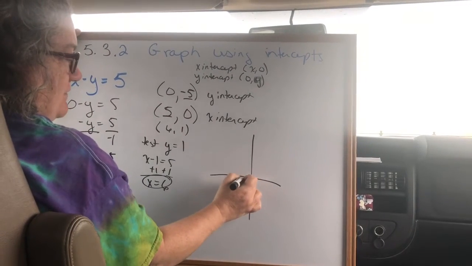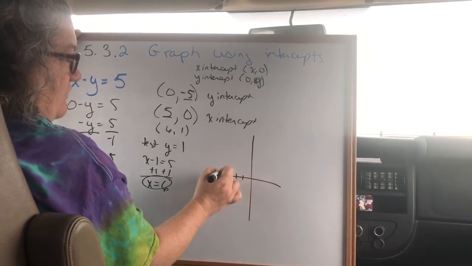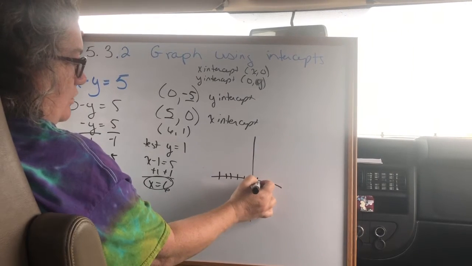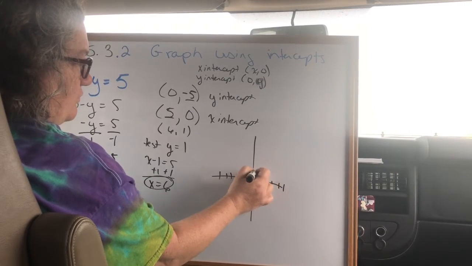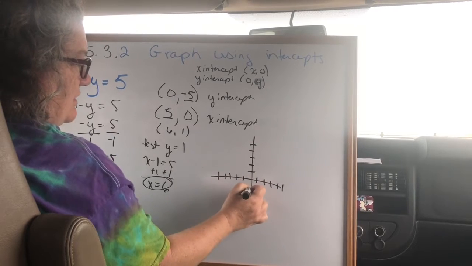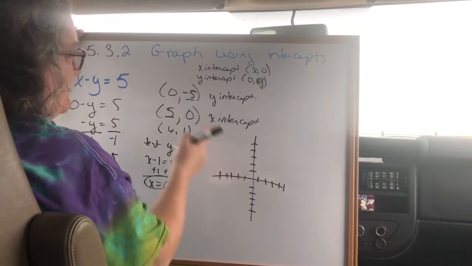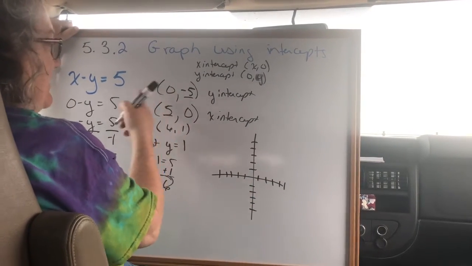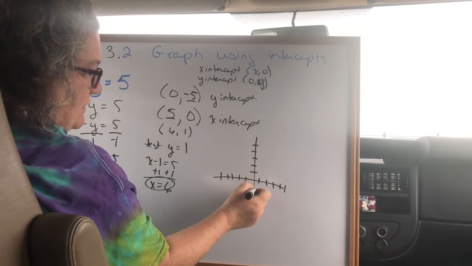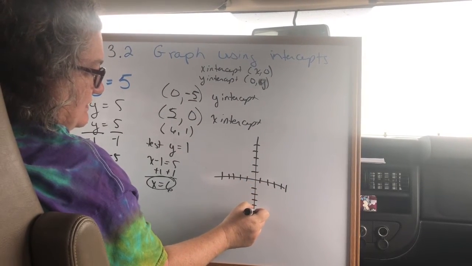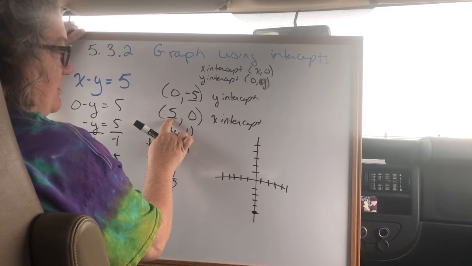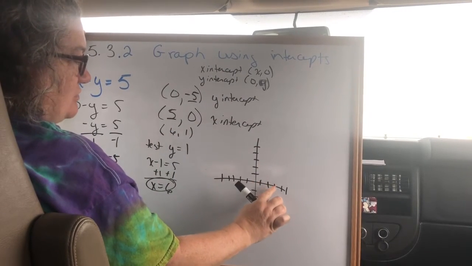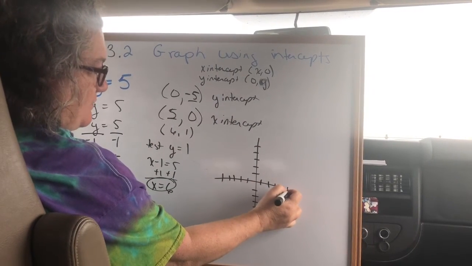So here we go, 0, negative 1, 2, 3, 4, 5. This one says I don't go anywhere left or right, and I need to go down 5. So 1, 2, 3, 4, 5, right there. This one says I go to the right 5. 1, 2, 3, 4, 5, and I don't go up or down at all.